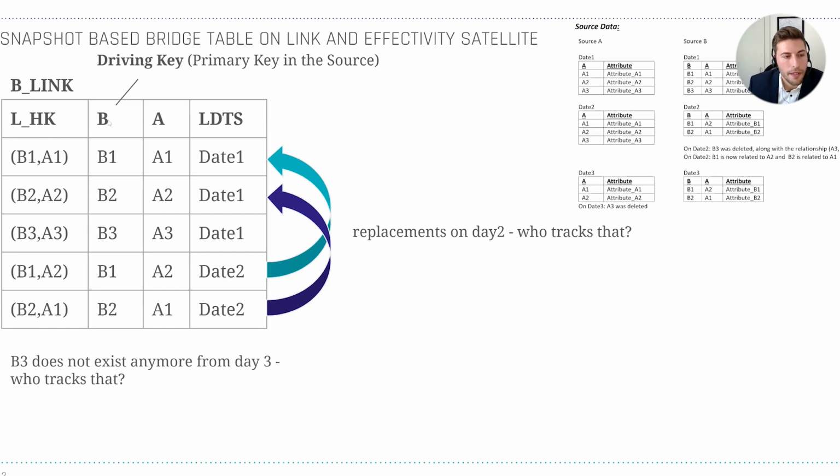But what happens if B1, which was in relation with A1 on day one, then changed to A2 on day two? What if it goes back to A1? The link doesn't change here, right? So the link will not insert the combination B1, A1 again, because it's already here, just with the load date timestamp in the past, but that's fine, right? So still keep in mind, the link only contains a distinct list of relationships. So that means we need something in addition here, and this is called the effectivity satellite.